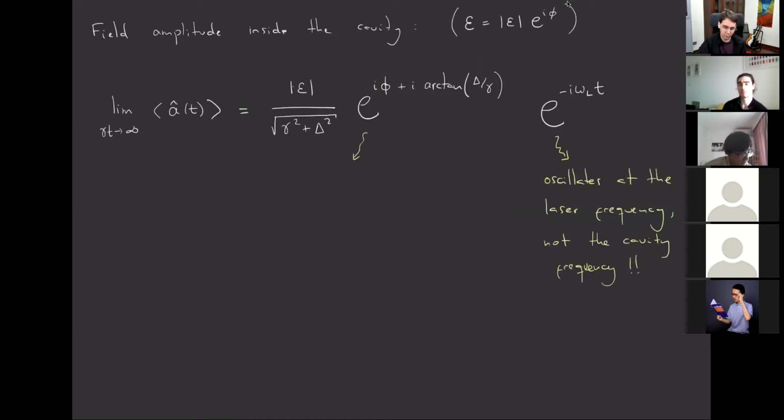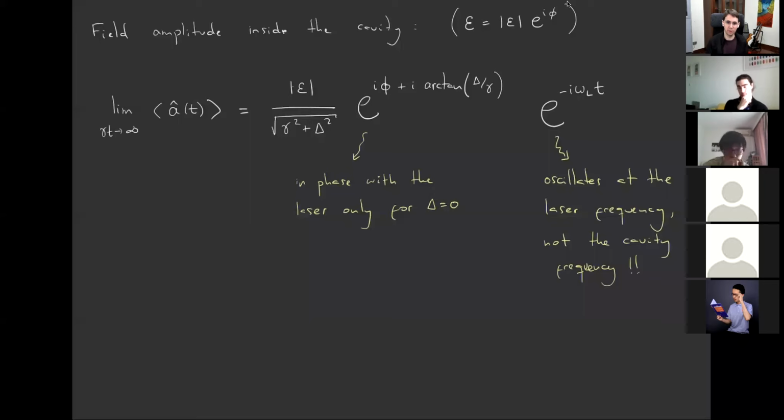And the second thing that I want to discuss is that you see that the field inside the cavity is not exactly in phase with the laser field, okay? In particular, it is in phase with the laser only when you are driving at resonance. So if you drive exactly at resonance, then the phase inside the cavity is the same as the phase outside the cavity. But if delta is different, so if the frequency of the laser is not exactly the cavity frequency, then they have different phase.